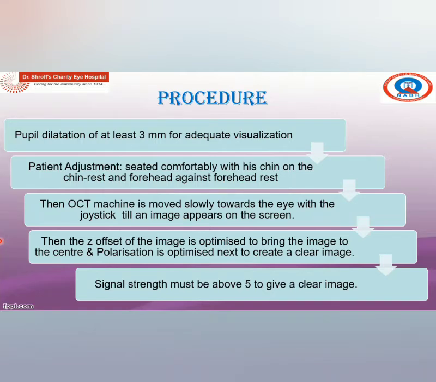Then we move the OCT machine slowly aside, and an image appears on the screen. There are certain controls like Z offset and polarization. We need to adjust them to correct the distance between patient and machine, and also to adjust the axial length. So all these will be adjusted, and then the image will be clear, and a clear image will be displayed at a signal strength of minimum 5 in the case of Optovue OCT, and minimum 7 in the case of Zeiss Cirrus OCT, to have a better OCT scan.